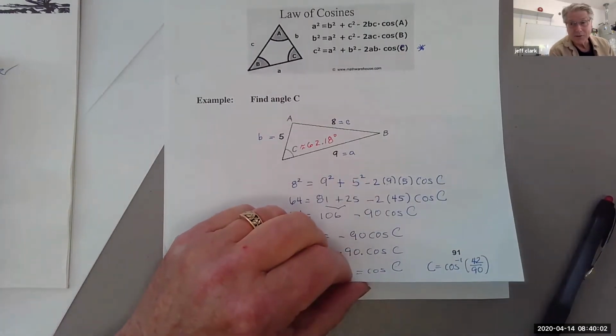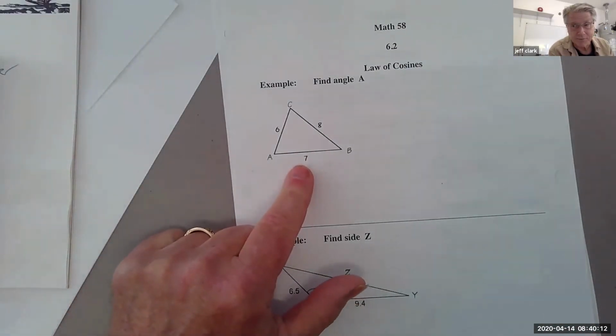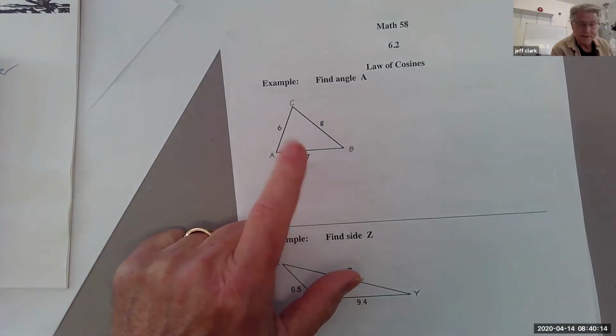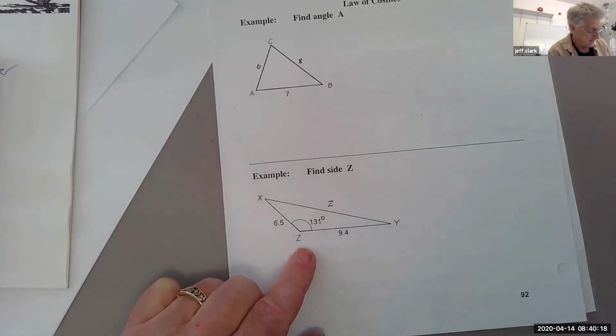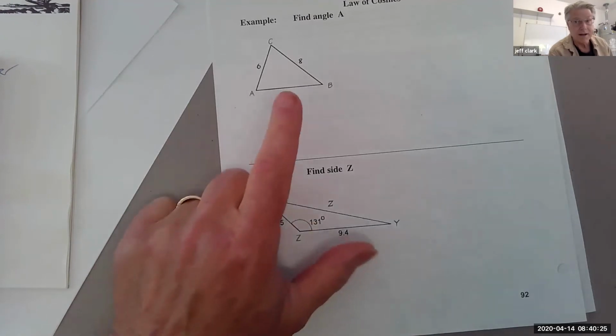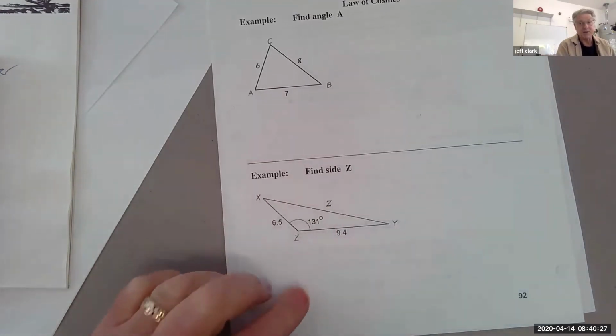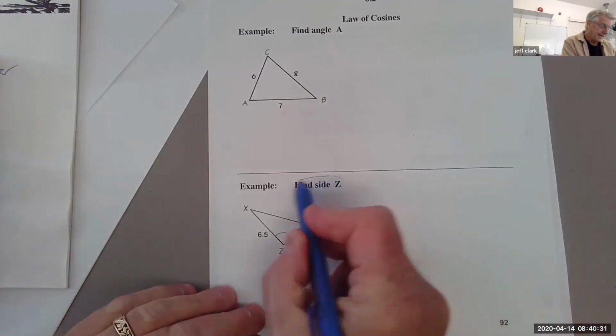So I'm going to bypass any of the other examples and go right to the word problem. So again, I'm not going to do this one. This is just like the previous one, 3 sides. This one here is a little different. Maybe I should do this one actually, because it's got 2 sides and an angle. So I'll do this one, but I'm not going to do that one. And then we'll do the word problem. So find side Z right there.